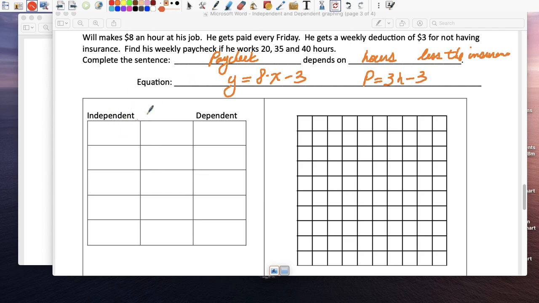So let's use this, but we want 20, 35. Well, why don't we do 20, 35, 40? So this is my x, this is my y. My rule, what's happening to every x variable, is it's going to be multiplied by 8 and then subtract 3. Let's do 10, 20, 30, 40.